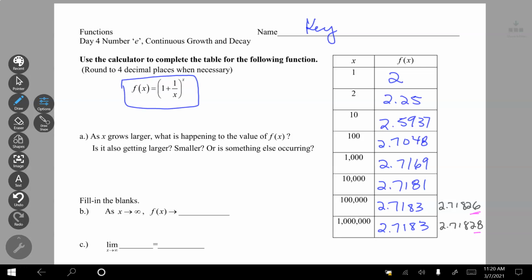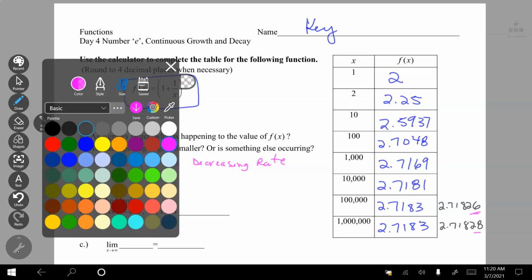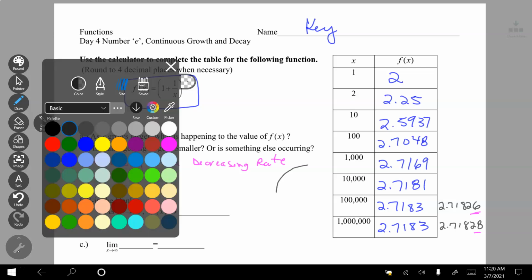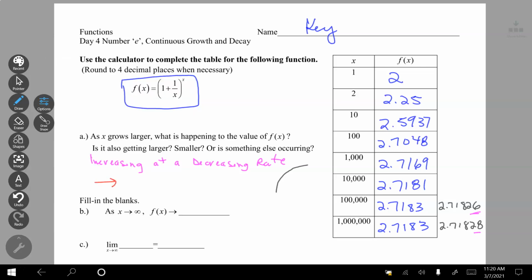So let's look at the trend of the numbers. These numbers are definitely increasing. There's no doubt they're increasing. But how are they increasing? Well, I think the rate of increase is smaller and smaller all the time, so it's increasing at a decreasing rate. If we remember, increasing at a decreasing rate would be a graph that looks like this. It goes up and gets less and less. So to me, this graph is leveling off.